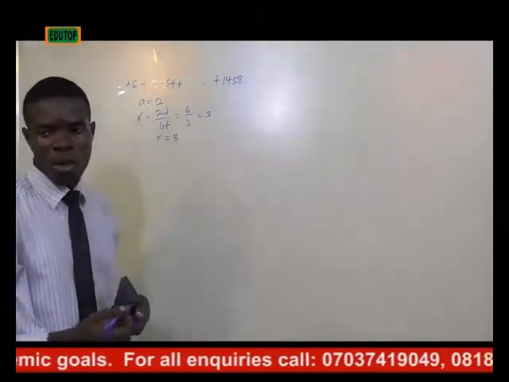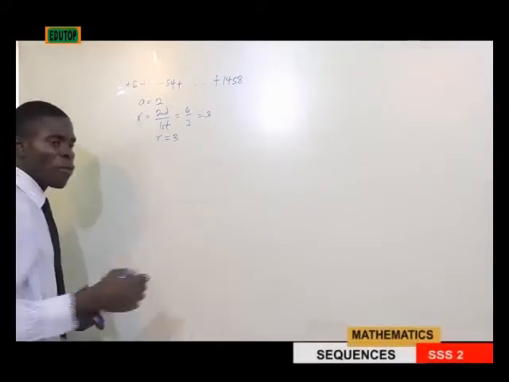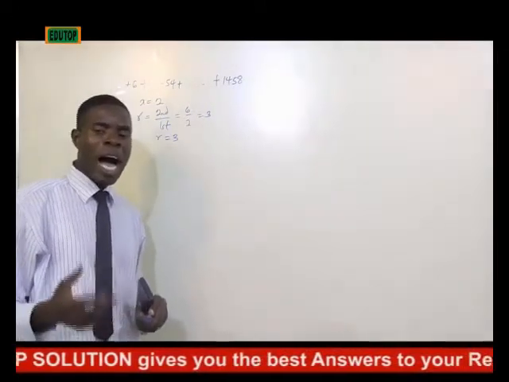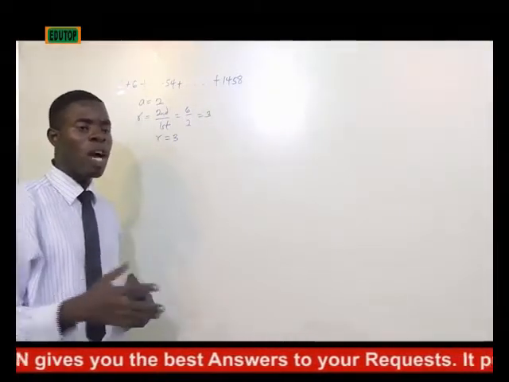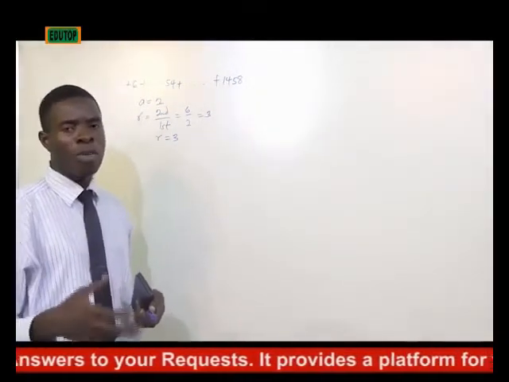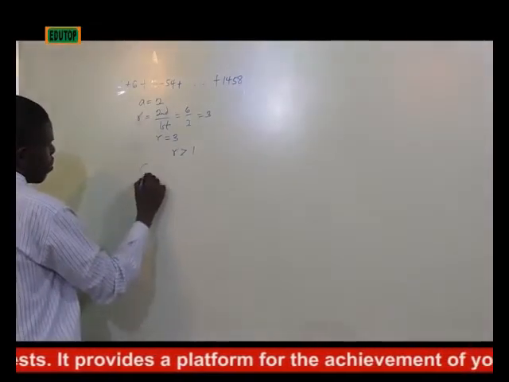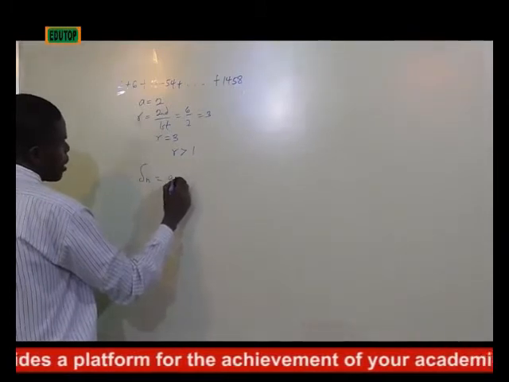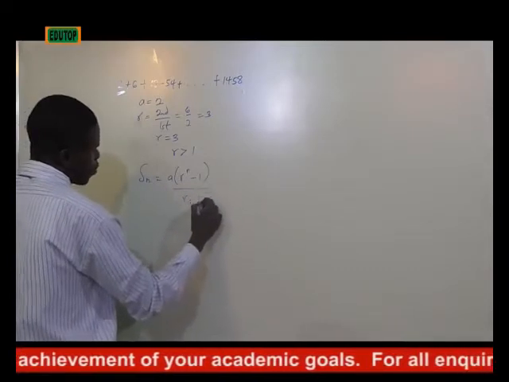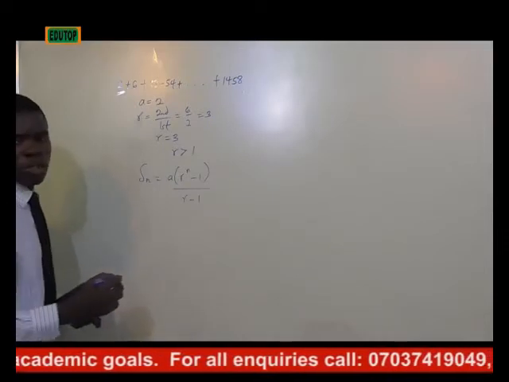So our R is 3. The question now asks us to look for the sum. And we have two formulae for the sum depending on the value of R. If our R is greater than 1, a particular formula will be applied. If our R is less than 1, another one will be applied. But since R is greater than 1, we apply the sum, which is A into R raised by n minus 1 over R minus 1. This is for R greater than 1.